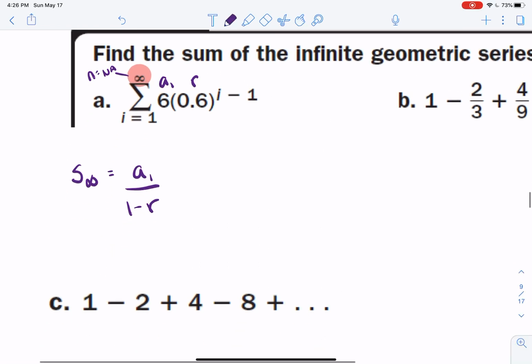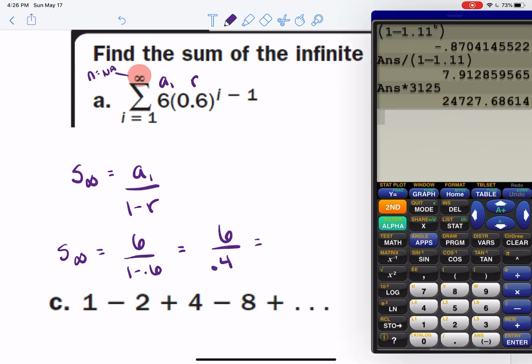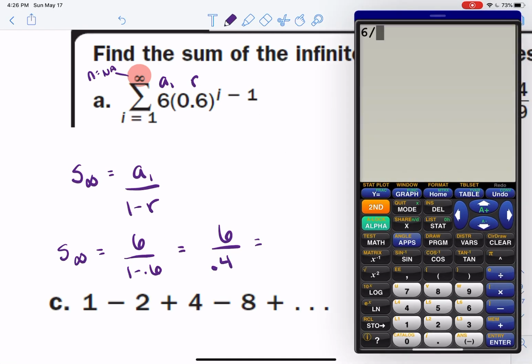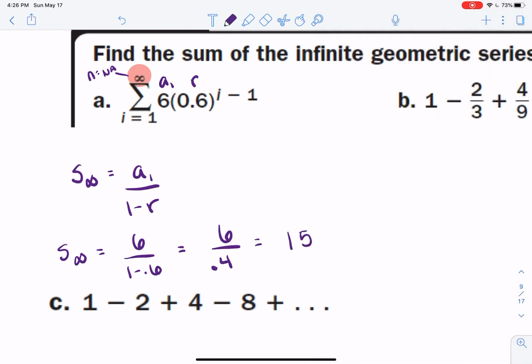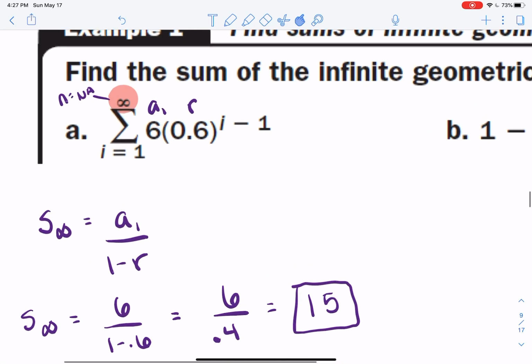So the sum is equal to the first term, 6 over 1 minus 0.6. So that would be 6 divided by 0.4, and your calculator would give you 15. So that's how you do that problem, and that's kind of like the one you guys will see on your test too. Okay? All right, I'm actually done this time.